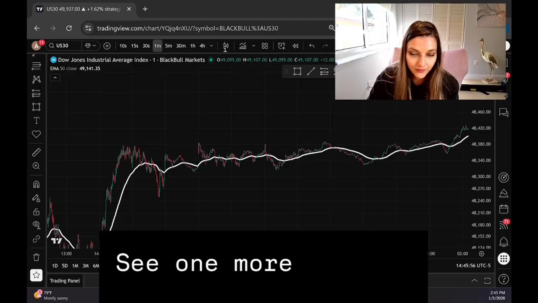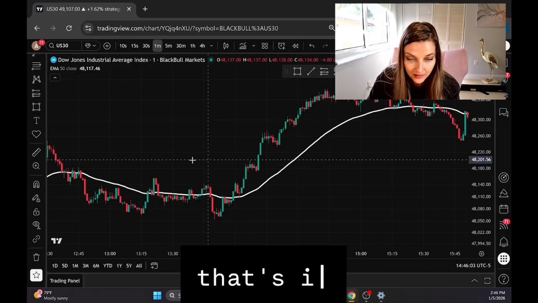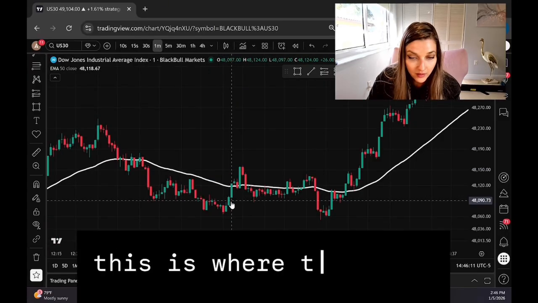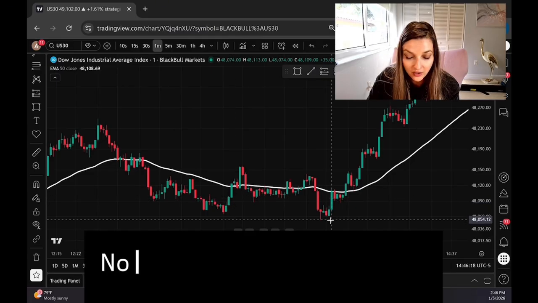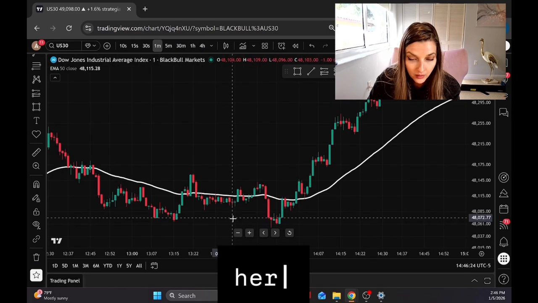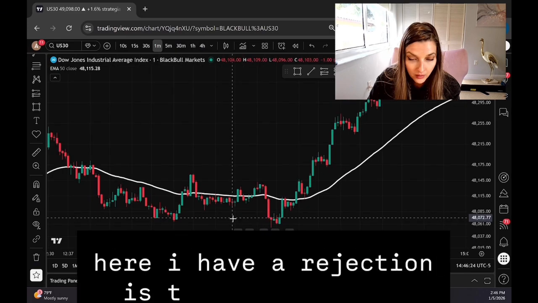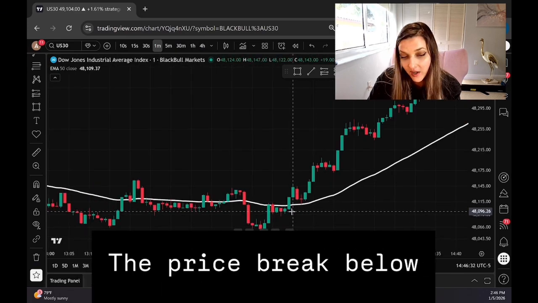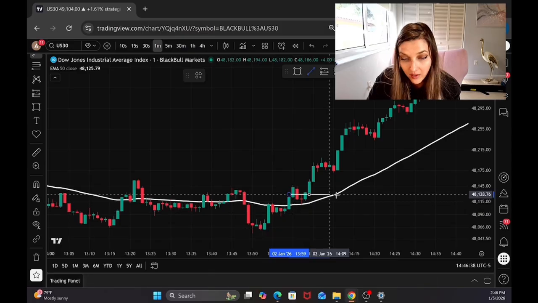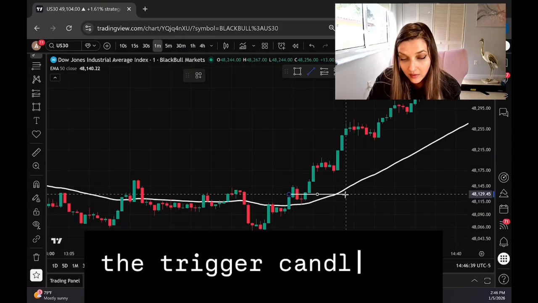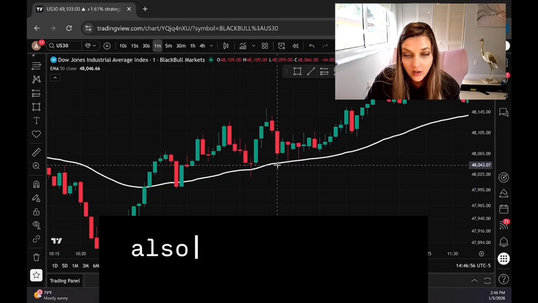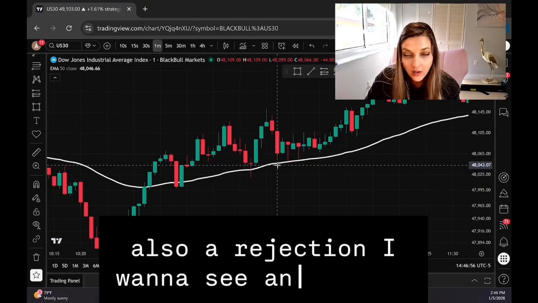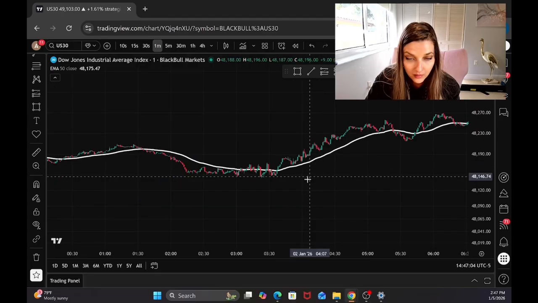Want to see one more example and that's it? This is a rejection. This is where the touch is. No, it's not. Is this a rejection? No, it's not. It did not break. Here I have a rejection. Is this a rejection? The price broke below, went above, touched it, also broke the trigger candle, and it went up. This is a rejection. This is a rejection. Also a rejection.